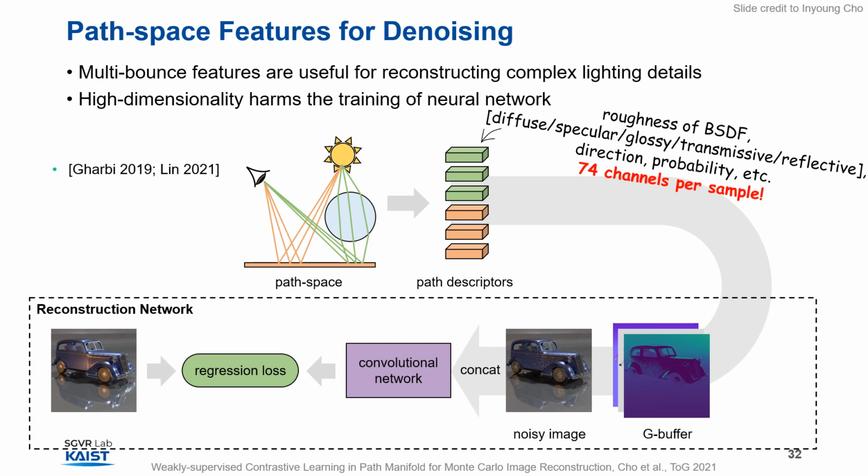And for the next work, we will talk about path space. So, the path space refers to features from each bounce of the light, where it can contain multi-bounce features that are helpful for reconstructing complex lighting details. However, numerous bounces make the data too high dimensional, making it hard for the neural network to be trained optimally. Here in this case, the input will have at least 74 channels per sample, which is a lot for the neural network to be trained on.